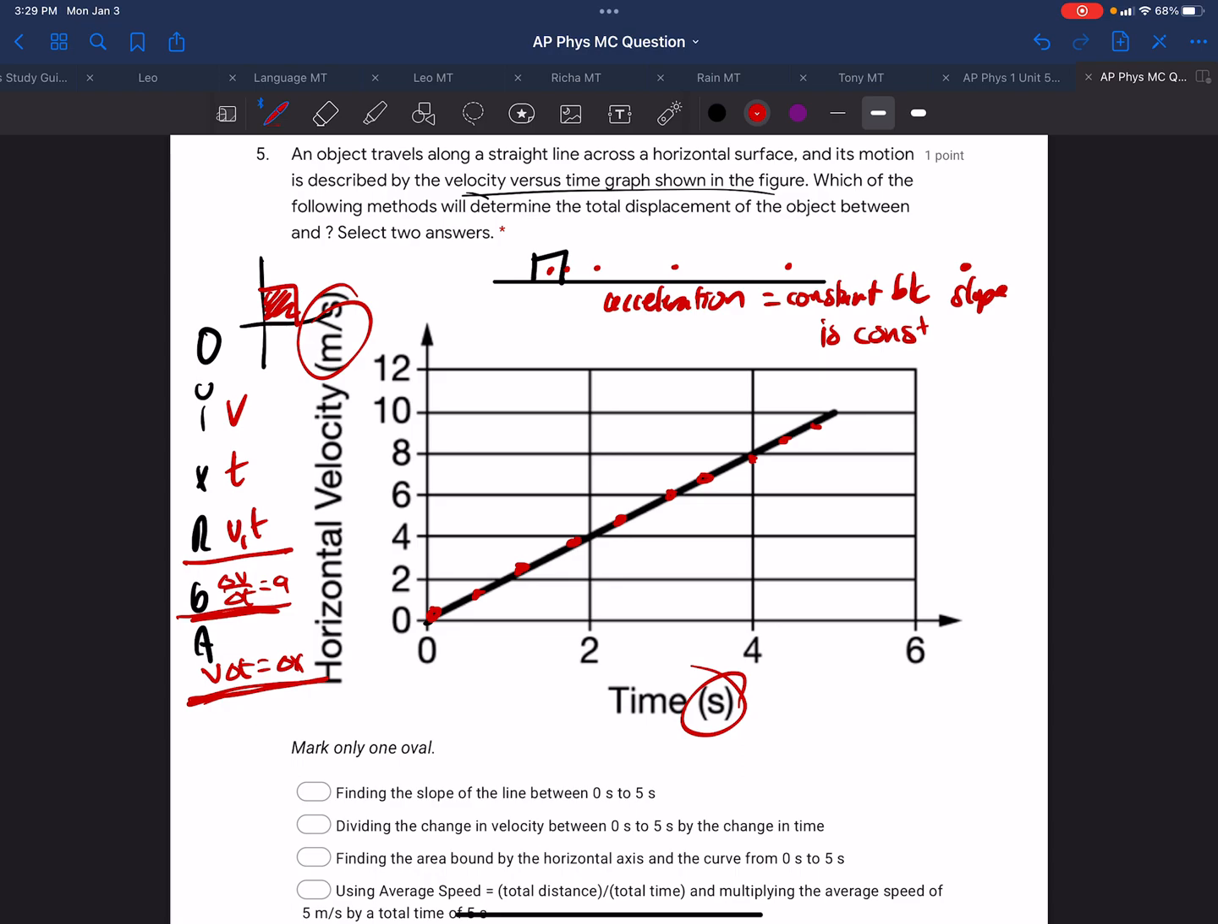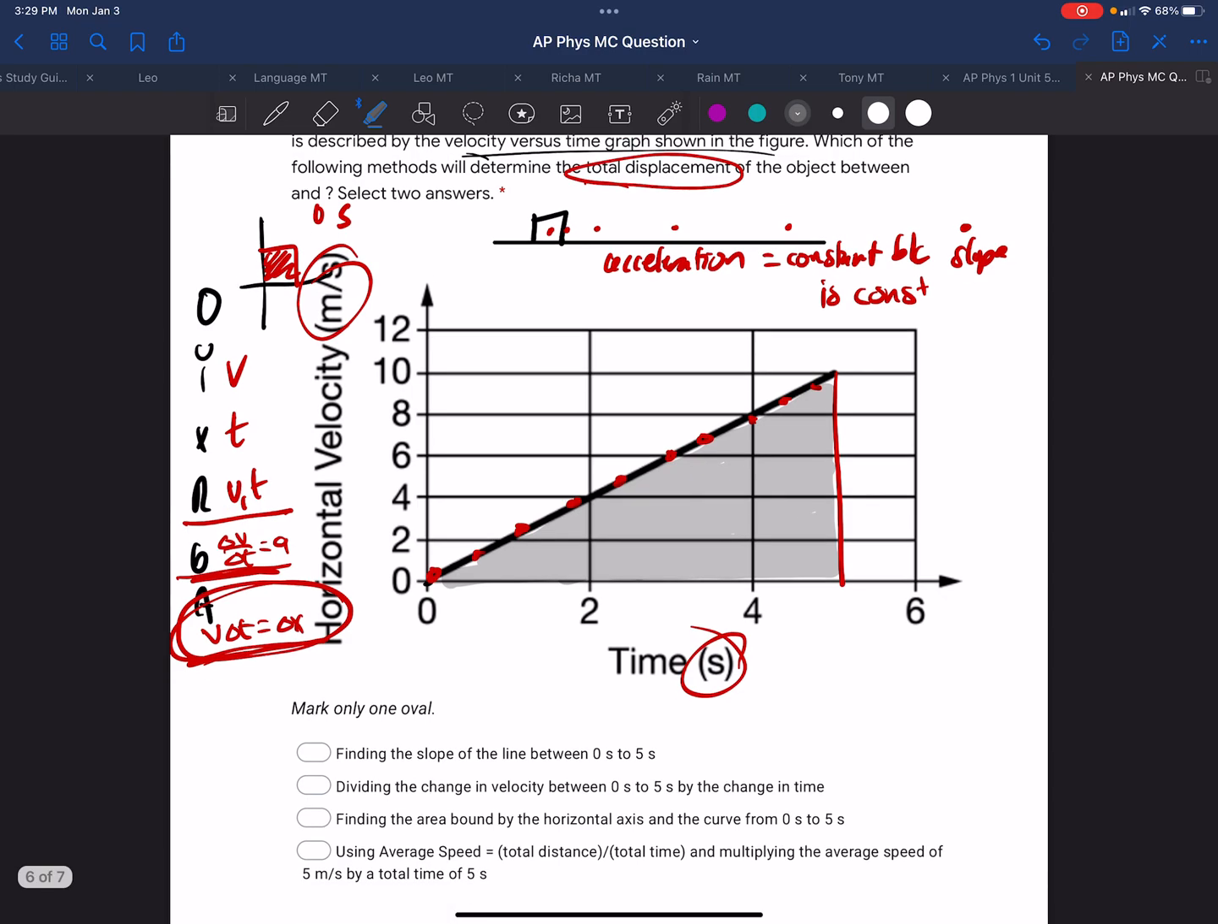which will determine the total displacement. Displacement is area between 0 and 5 seconds. So 0 and 5 seconds, we can bring this down like so. Now, one way to do this is to find this area. That's what we're looking for.